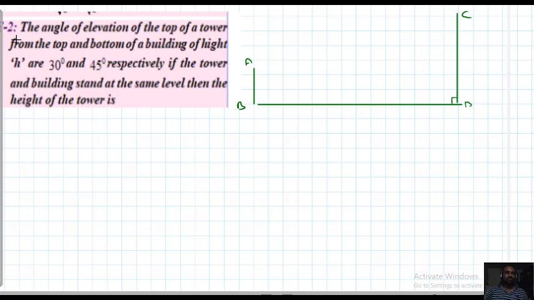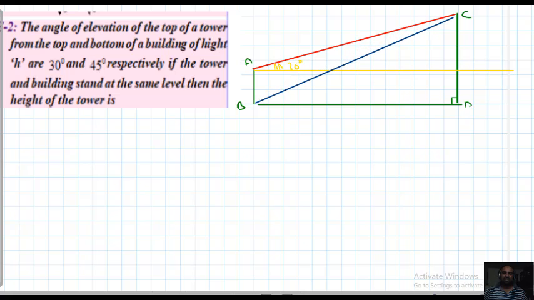So what is given? The angle of elevation of the top of the tower from the top of the building and the bottom of the building. Top of the building, this is the vision ray. We need to draw a horizontal ray. So given that this angle is 30 degree. Now from the bottom, this is the vision ray and horizontal, this angle is given as 45 degree. Height of the building is h. We want to find the height of the tower. Let it be some k. Let this be equal to some x.